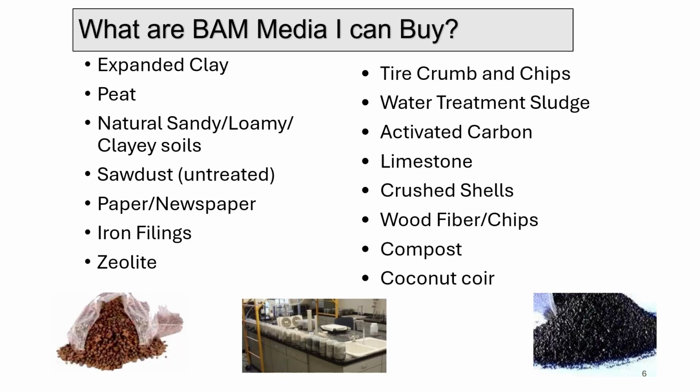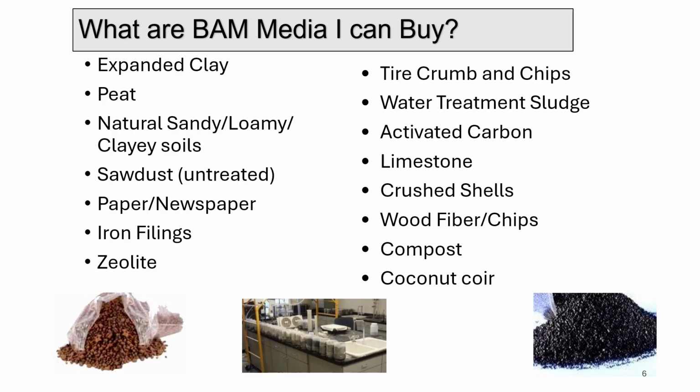When it comes to biofiltration adsorption media, or BAM, there is actually quite a wide range of materials that can be purchased and used. Some of these are organic materials like peat, sawdust from untreated wood, paper and newspaper, wood fiber and chips, compost and coconut coir. Others are mineral or inorganic in nature, such as expanded clay, natural sandy, loamy, or clayey soils, iron filings, zeolite, limestone, and crushed shells. There are also some less conventional options like tire crumb and chips, water treatment sludge, and activated carbon.